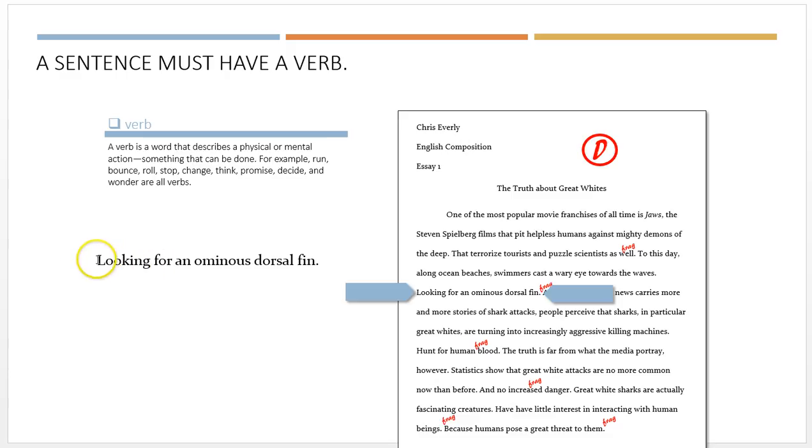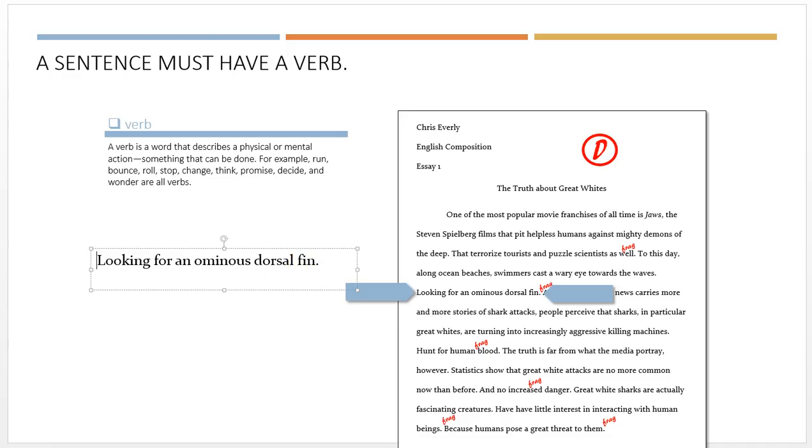By themselves, they don't work as a verb. And you can test this just by trying the pronoun I in front of it. I looking for an ominous dorsal fin. That doesn't work. It doesn't sound right. And then you could try he. He looking for an ominous dorsal fin. And that doesn't sound right either. You'd need the helping verb is. So since we don't have that helping verb is, looking isn't working as a verb in this sentence. And because this sentence doesn't have a verb, it's actually a fragment.